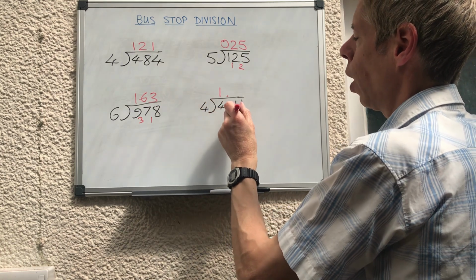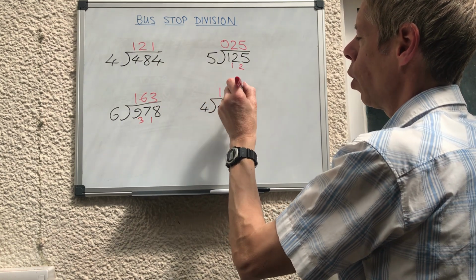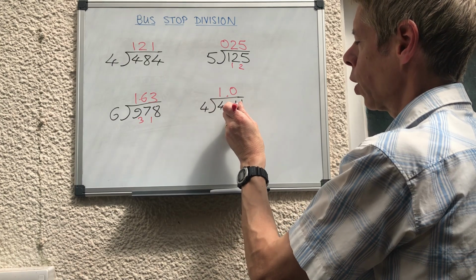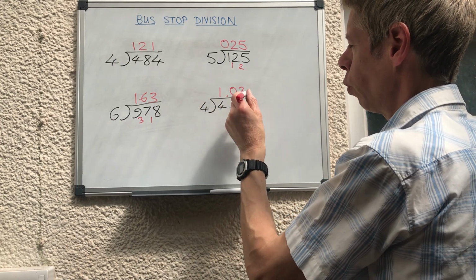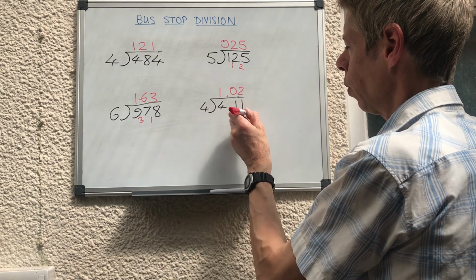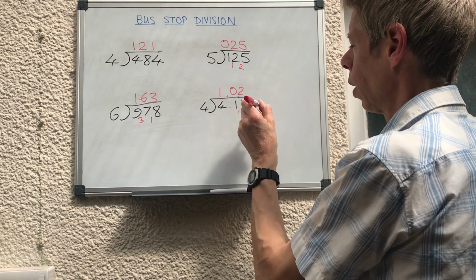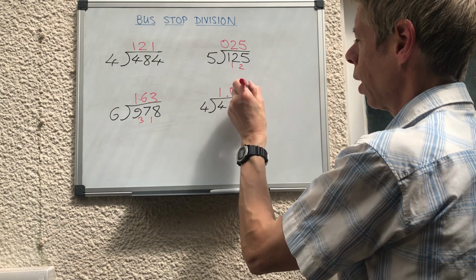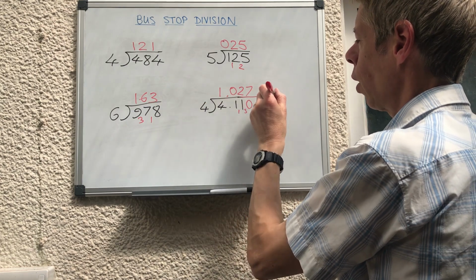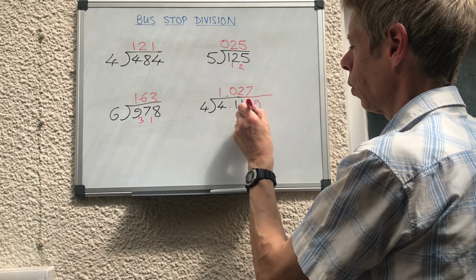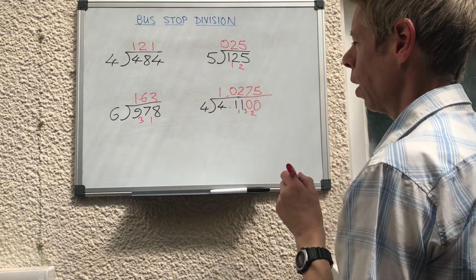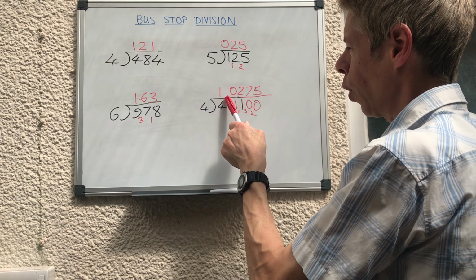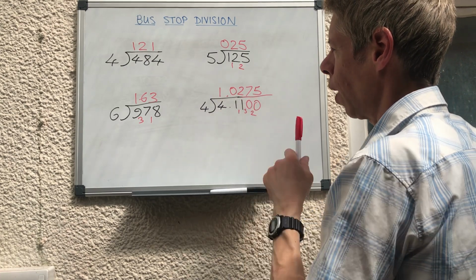Last question. How many 4s in 4 is 1? How many 4s in 1 is 0, remainder, not 4, but remainder 1, because we didn't use it. How many 4s in 11? Well, it's 2. 2 4s are 8, so remainder is 3, which means we need to draw another 0. How many 4s in 30? 7. But that only makes 28, so remainder is 2. How many 4s in 20? The answer is 5. So the answer to question 4 is 1.0275.